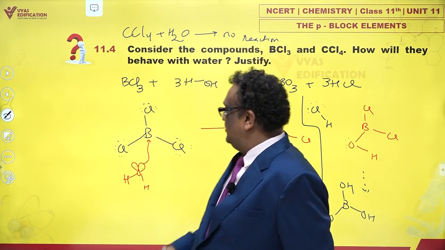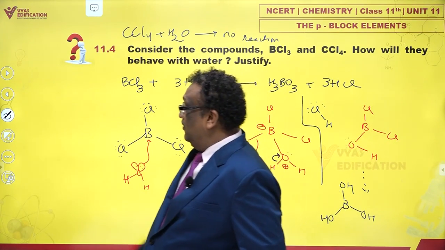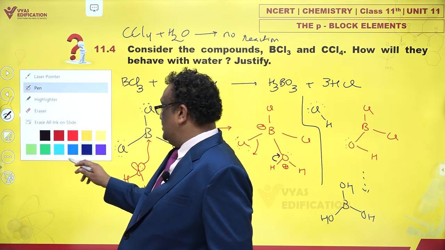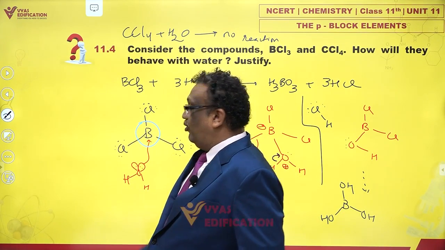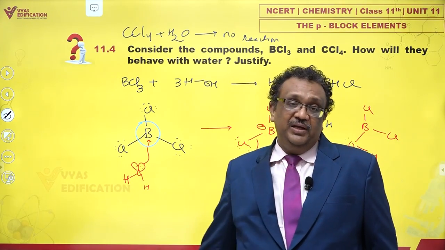But all of this begins with incomplete octet of boron. Boron is able to react with water because boron was hypovalent, its octet was incomplete.